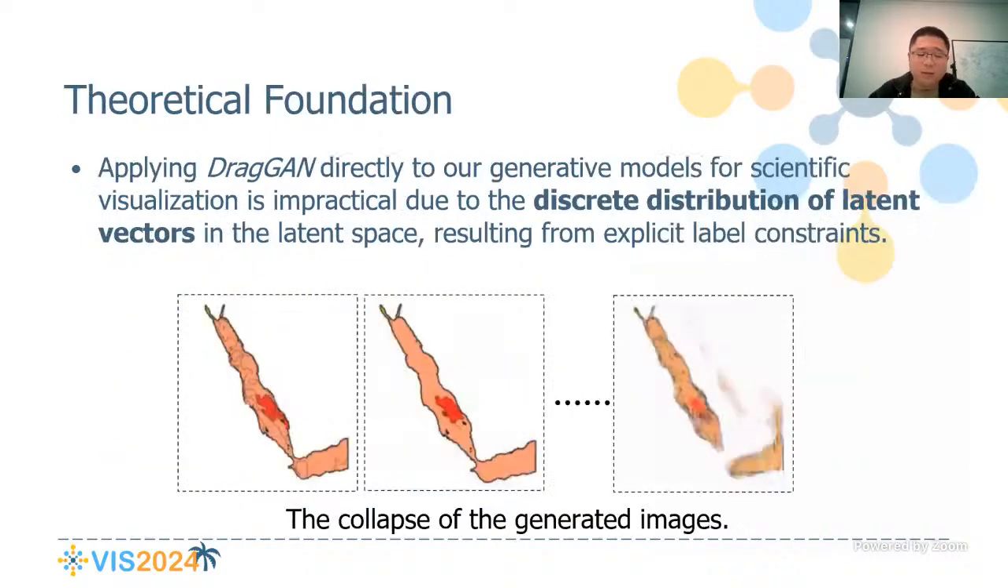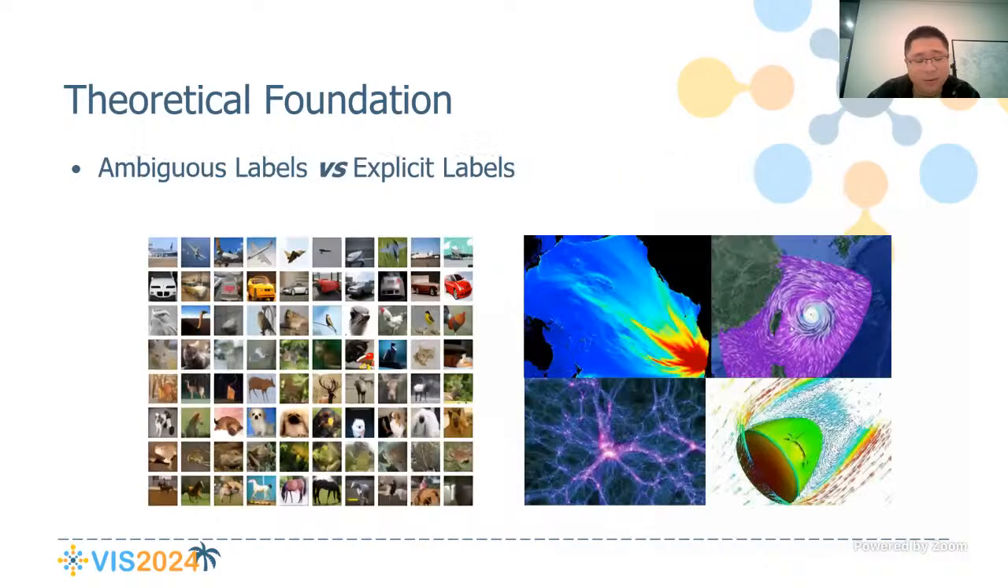Although we reference DragGAN, if we apply DragGAN directly to our model, it might have some errors. This is because our model has a discrete distribution of latent vectors in a latent space. The reason for the discrete distribution of latent vectors is that our model uses explicit labels. So what is the explicit label?